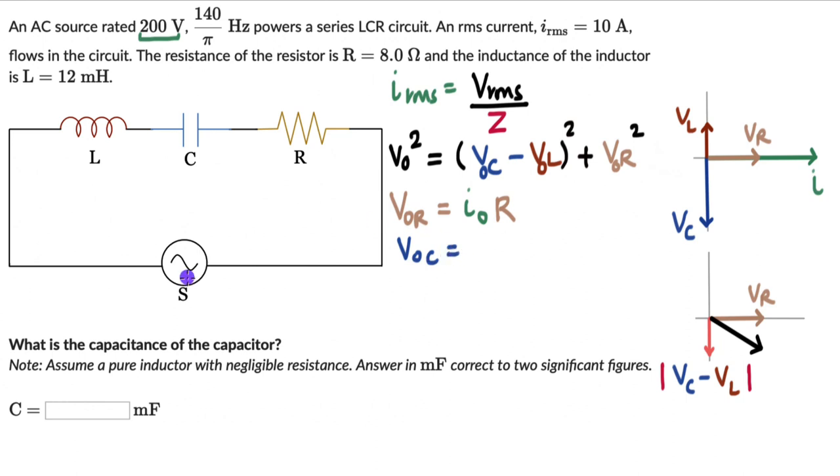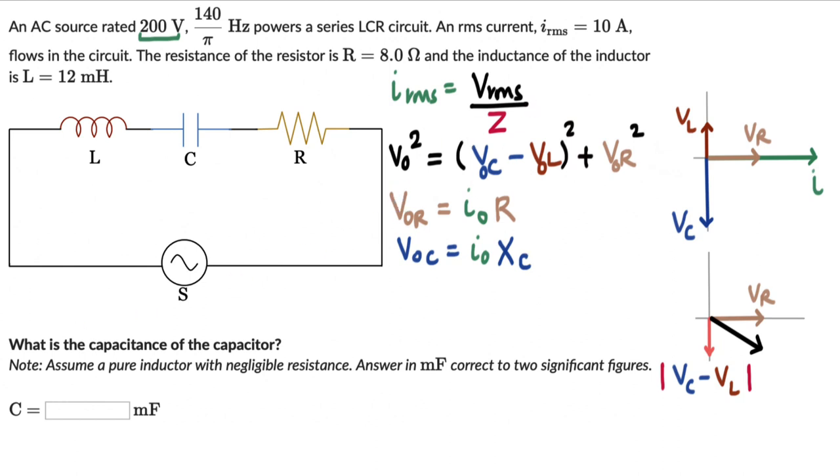V0C can be equal to I0, the maximum, the peak value of the current flowing through the capacitor, I0 into the capacitive reactance. This is the capacitive reactance. This is the opposition to the current provided by the capacitor.